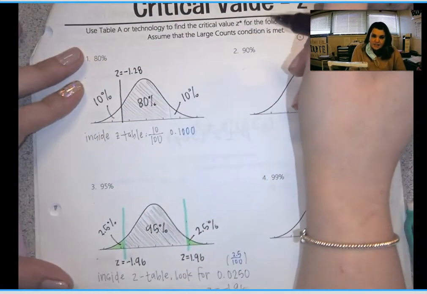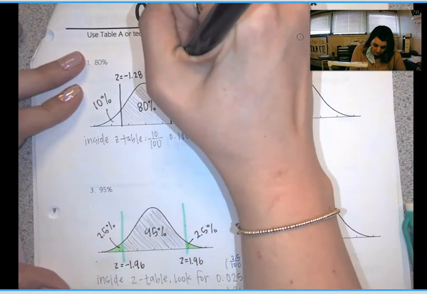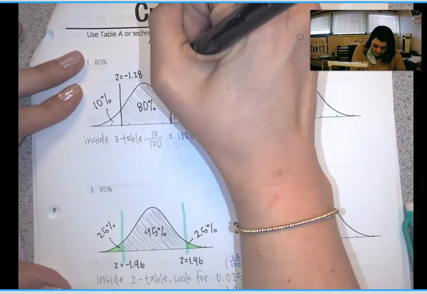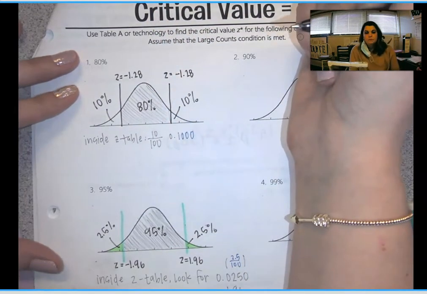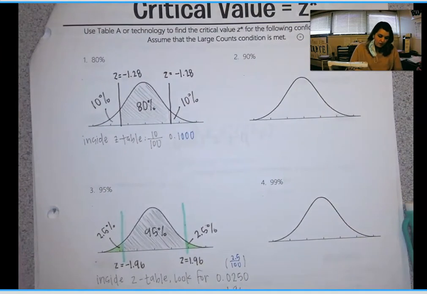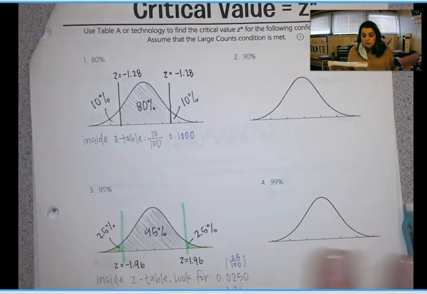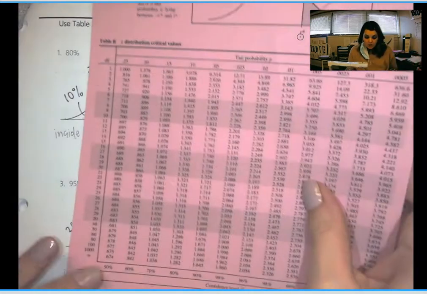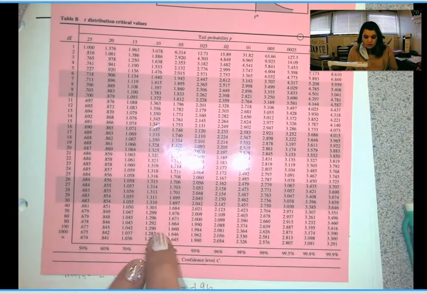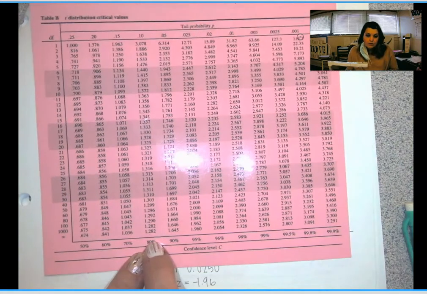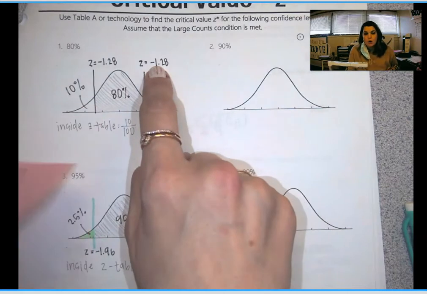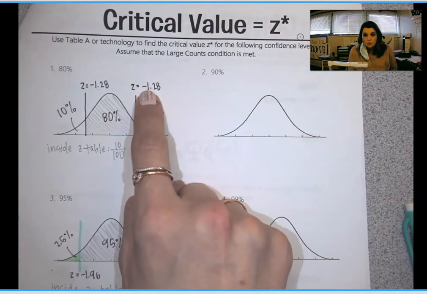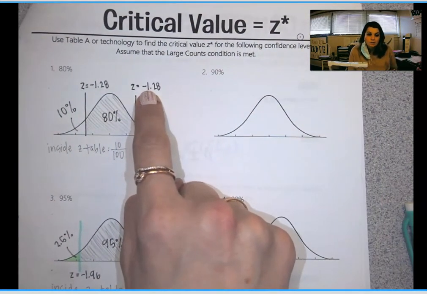And if this is negative 1.28, that means this is positive 1.28. And I can actually check my answer here because these critical values are set in stone. So I can come to my pink sheet and I'm going to say, well, am I right? The critical value for 80% is 1.282, and we got 1.28. So we did this one correctly.